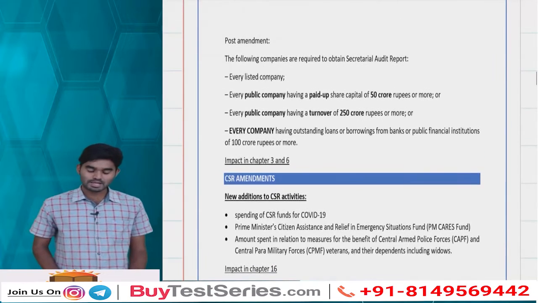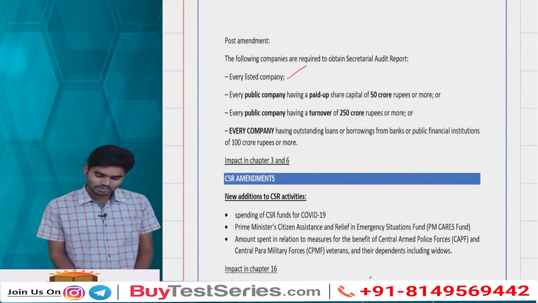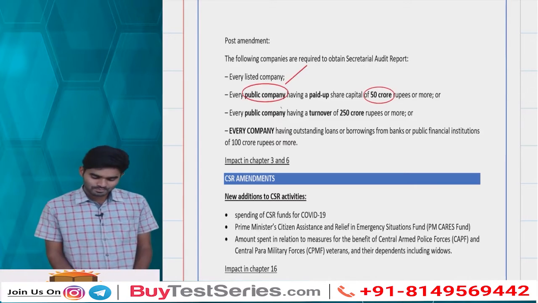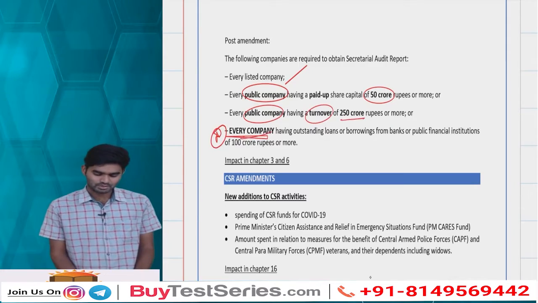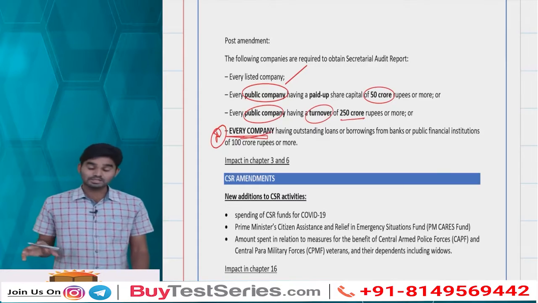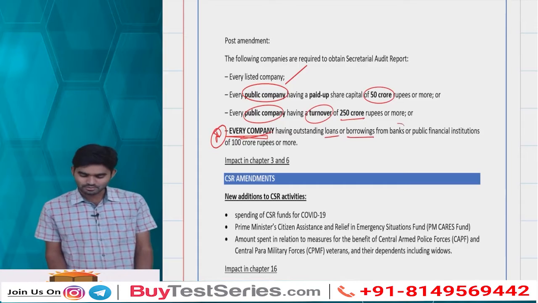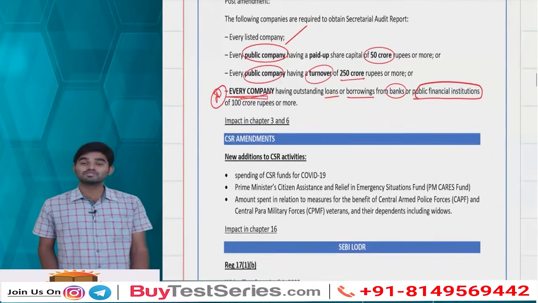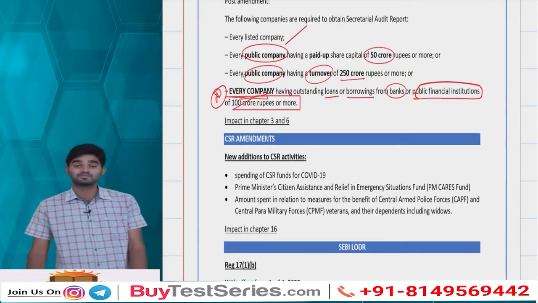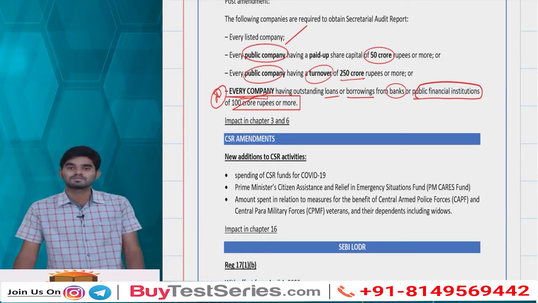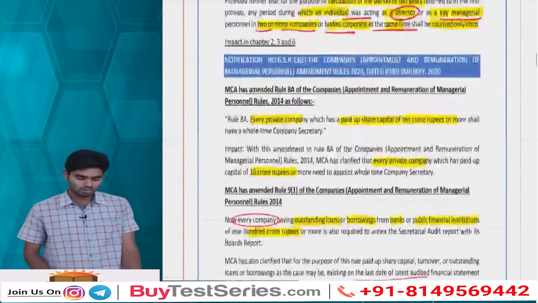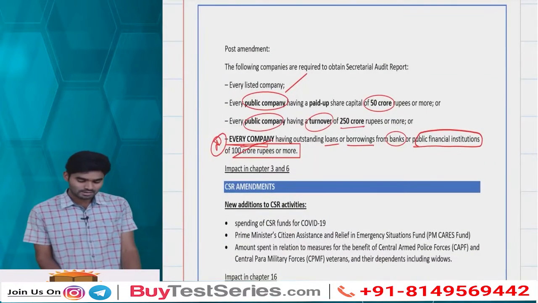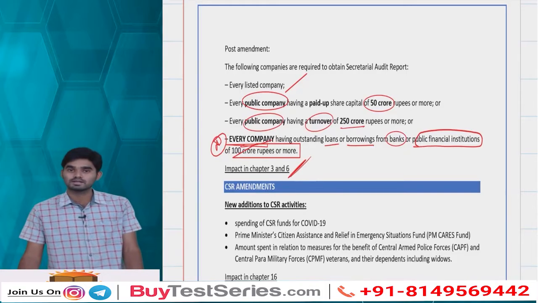The following companies are required to obtain a secretarial audit report. Every listed company, every public company having a paid up capital of 50 crores or more, and every public company having a turnover of 250 crores or more, and this is the amendment: every company, be it a private company or a public company, having outstanding loans or borrowings from banks or public financial institutions of 100 crores or more shall obtain a secretarial audit report from a practicing company secretary and annex it to the board report. Clear, everyone? You will have the impact of these two provisions in your chapter number 3 and chapter number 6. Clear, everyone?